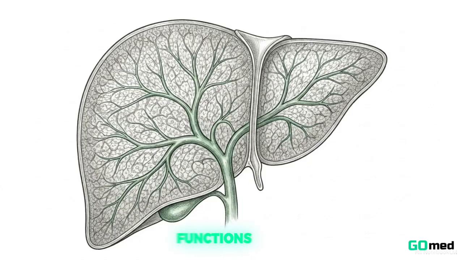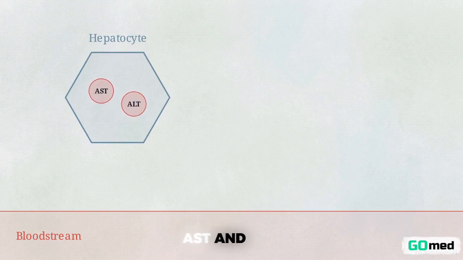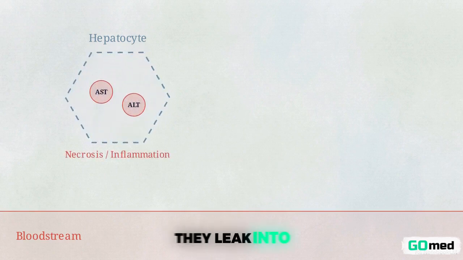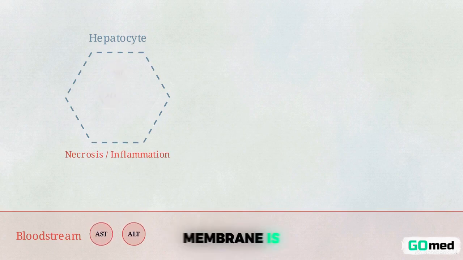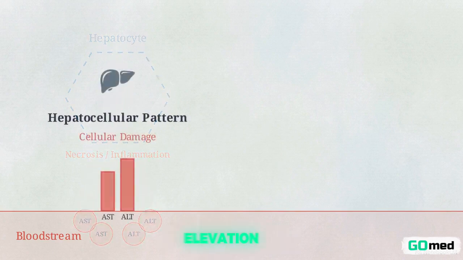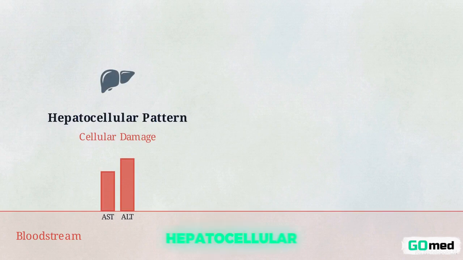The liver functions as a dual-system organ, managing both internal cellular metabolism and an external biliary drainage system. Cytosolic enzymes, specifically AST and ALT, are normally contained within hepatocytes. They leak into the bloodstream when the cell membrane is compromised by necrosis or inflammation. A proportional elevation of AST and ALT signifies a hepatocellular injury pattern, common in viral hepatitis.